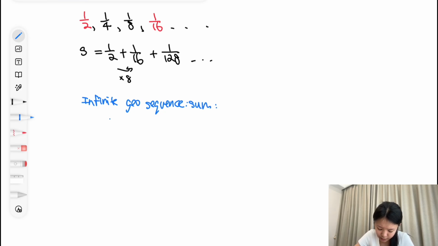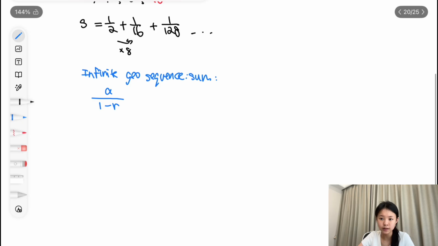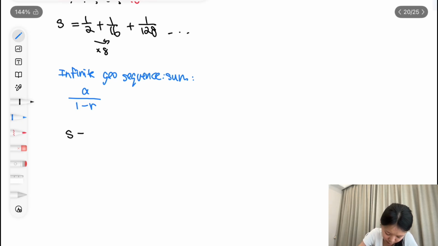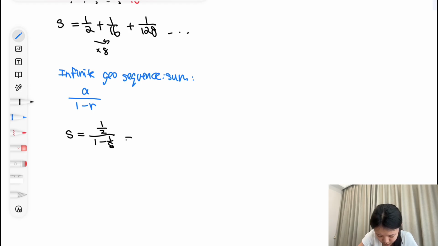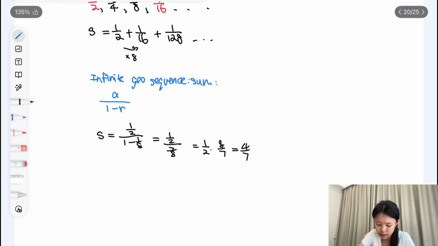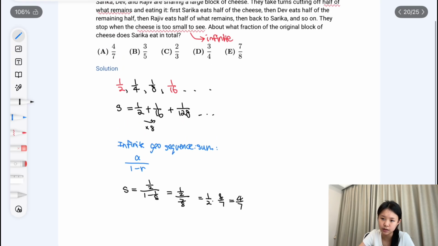So we know that the sum is A, the first value, divided by 1 minus R. And R here is 1/8, since that is how much is being multiplied each time. So the sum is equal to 1/2 divided by 1 minus 1/8, which is 1/2 divided by 7/8, which is 1/2 times 8 divided by 7, which is 4/7. So the overall sum of the cheese that she eats is 4/7, which is A.